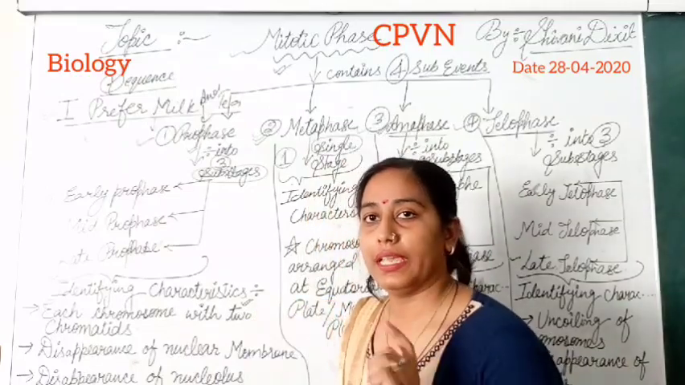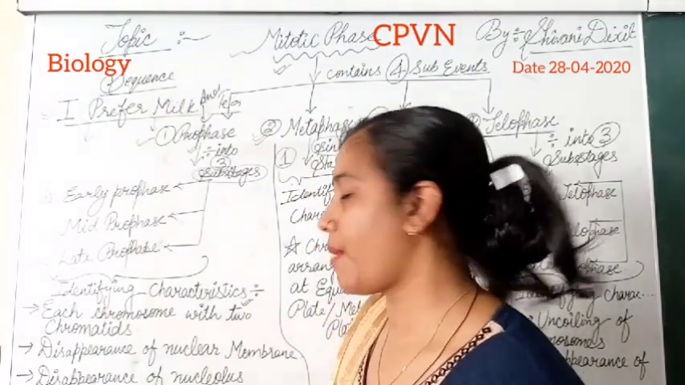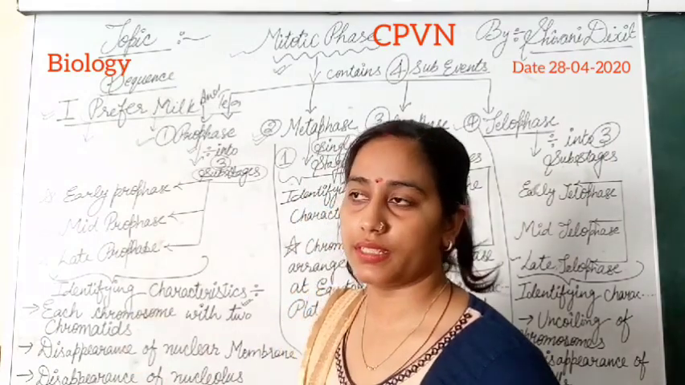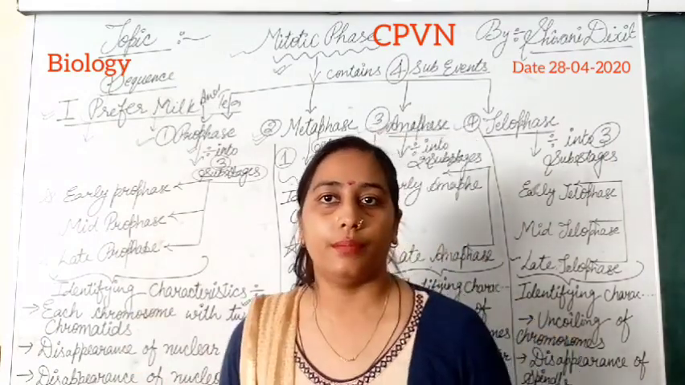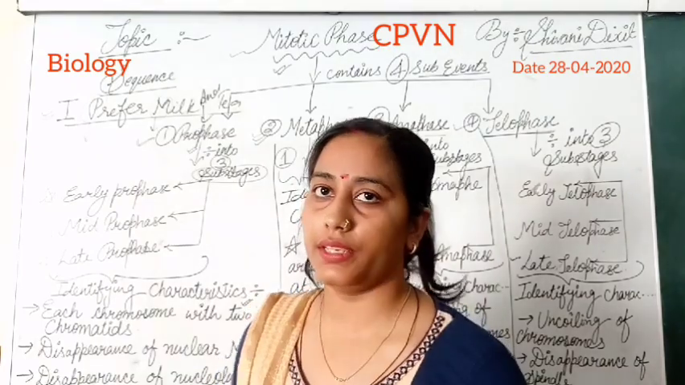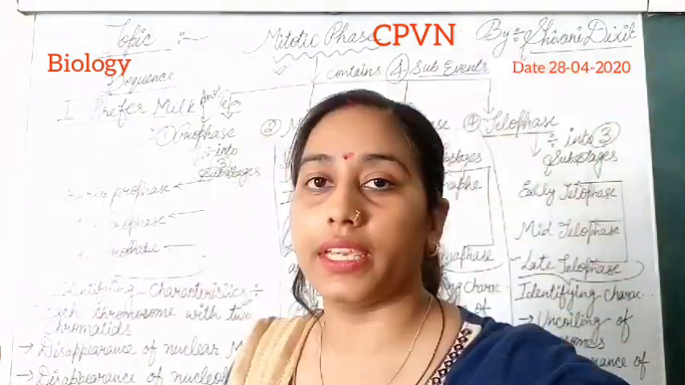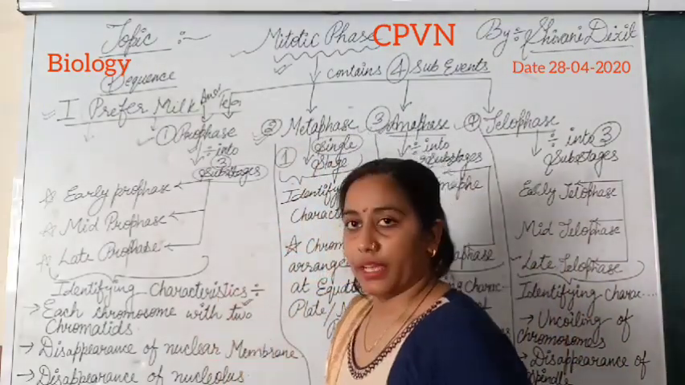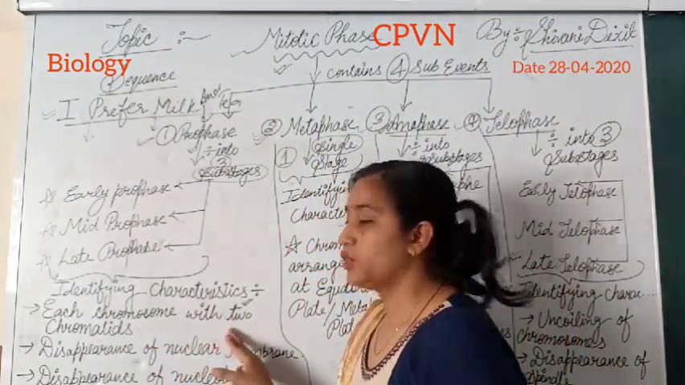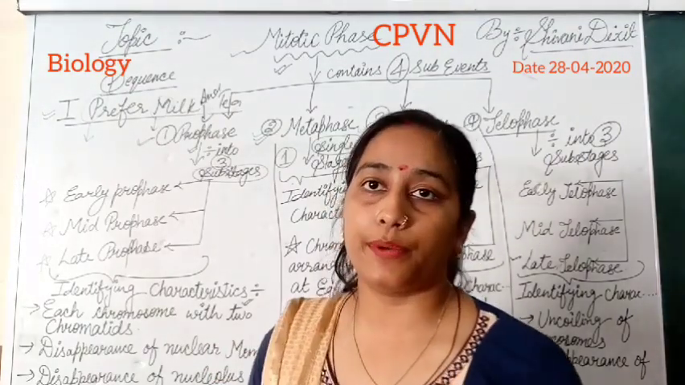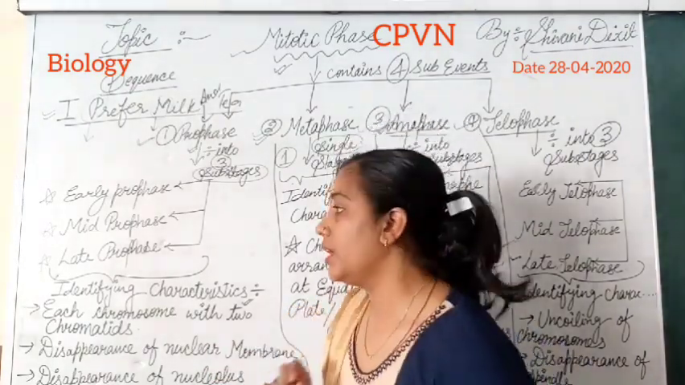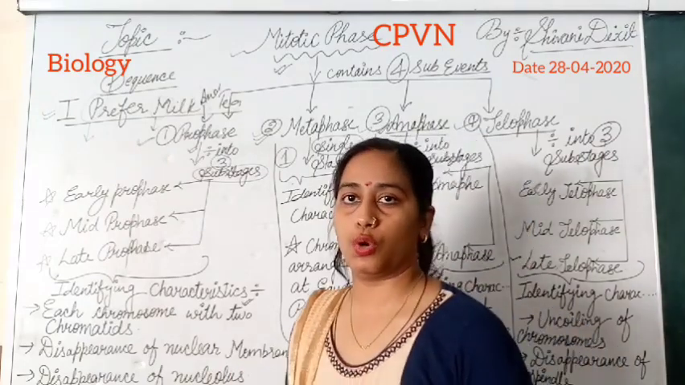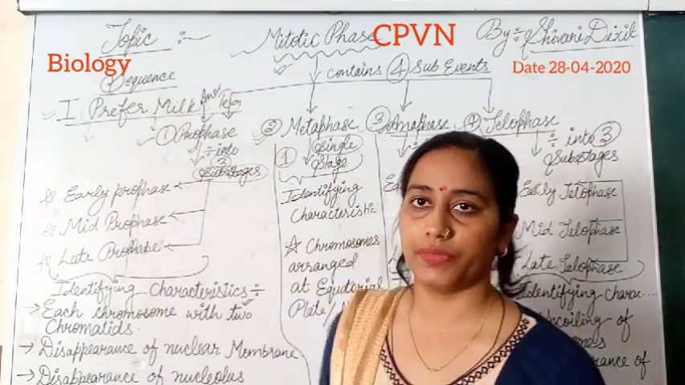So dear students, in this video we are going to discuss the identifying characteristics of the following stages, that is prophase, metaphase, anaphase and telophase. What are the identifying characteristics of the prophase? Number 1, each chromosome with 2 chromatids. In the prophase, the first stage, every chromosome is with its 2 chromatids, means in pair, right?